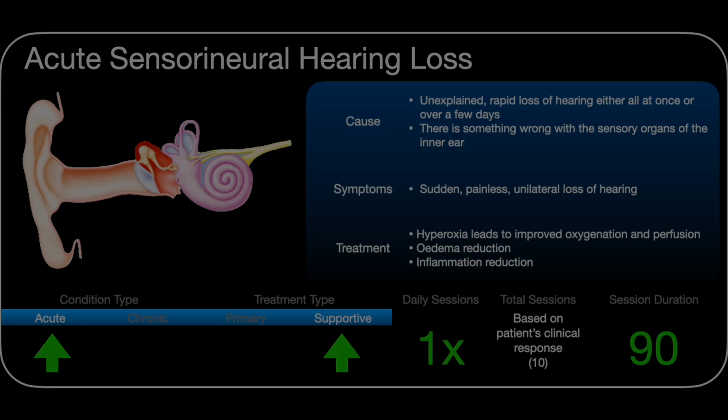The use of hyperbaric oxygen therapy within the context of treatment of sensorineural hearing loss relies on hyperoxia, reduction in edema, and reduction in inflammation. Patients are usually exposed to 1 session of treatment per day. Based on the patient's clinical response, up to 10 sessions would be justified.